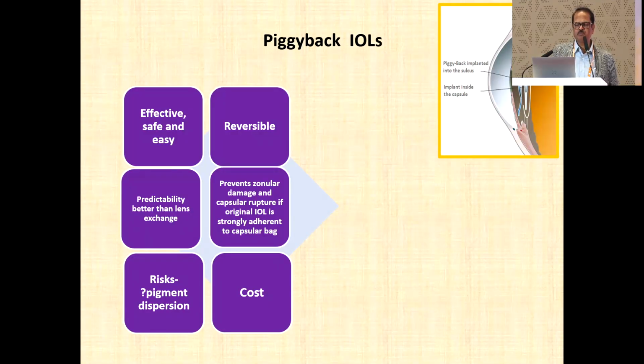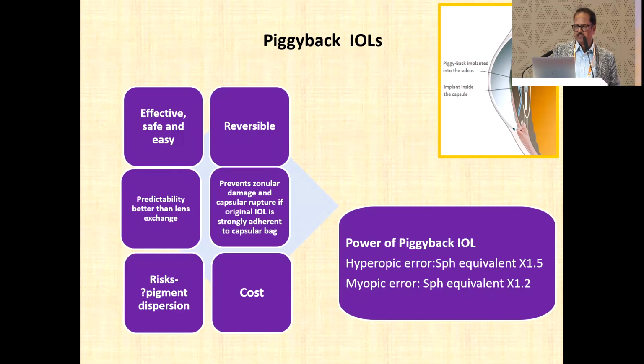Another option is the piggyback lens. When the surgery has been quite long back, and there is strong capsular adhesion, and you think that there can be more injury if you try to free the lens from the capsule, then it's a better option. It's effective, safe, and easy. Here you implant a lens into the sulcus, over and above the posterior chamber lens, which is all there in the back.